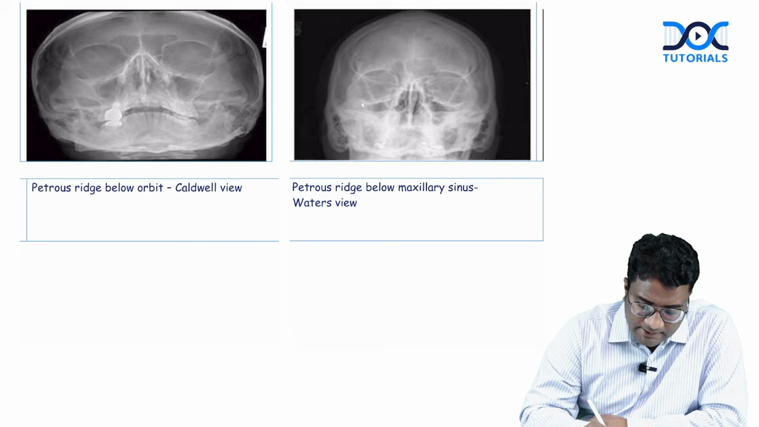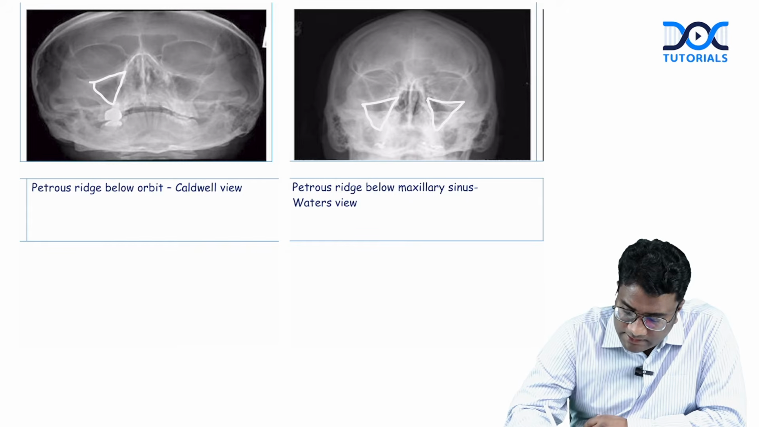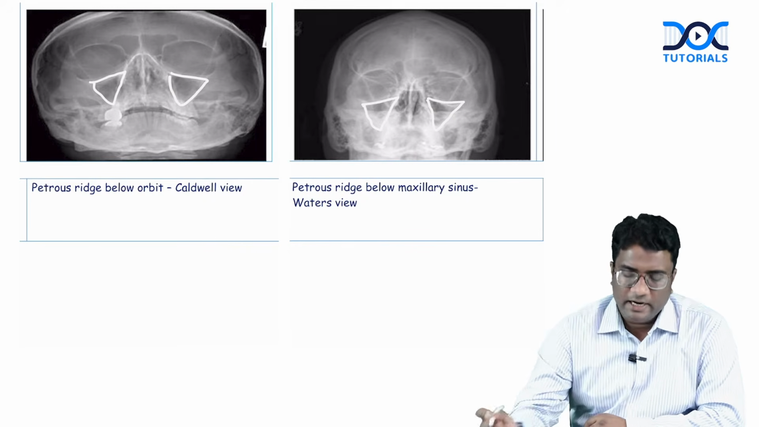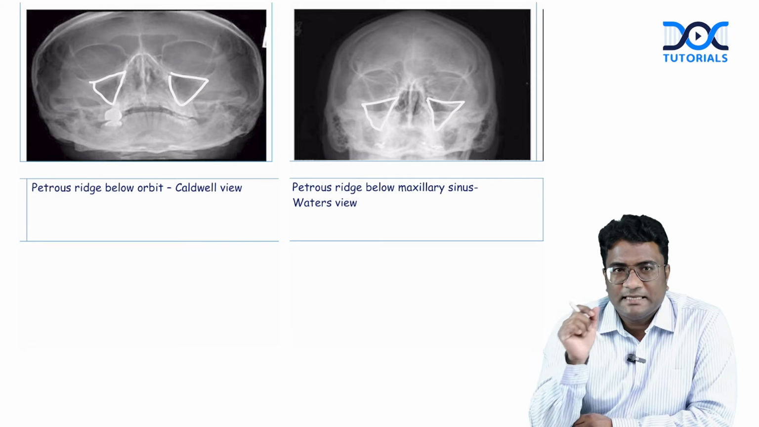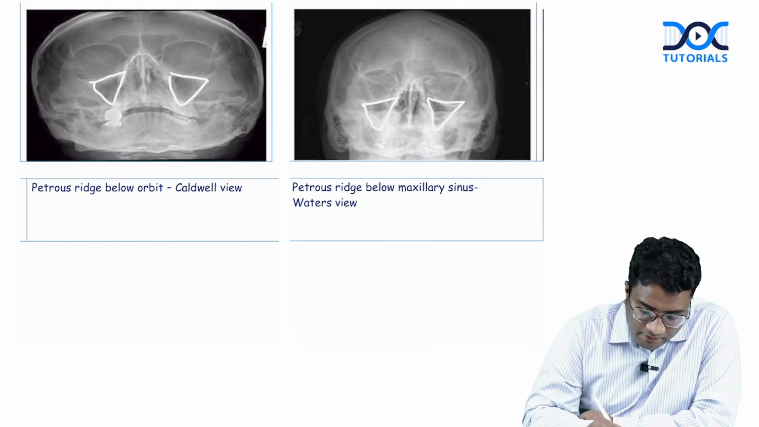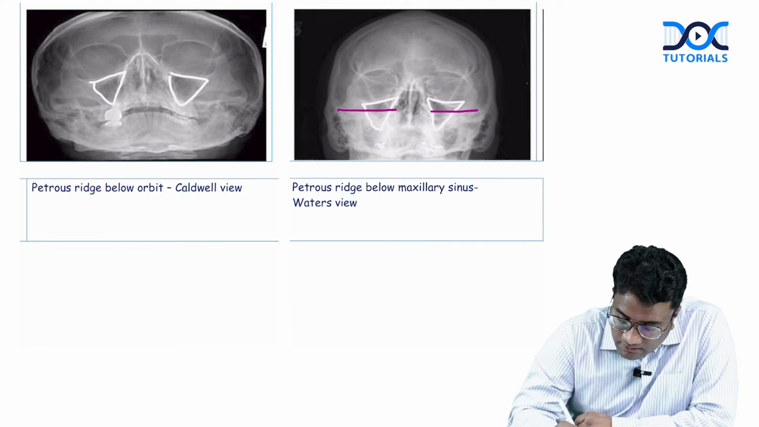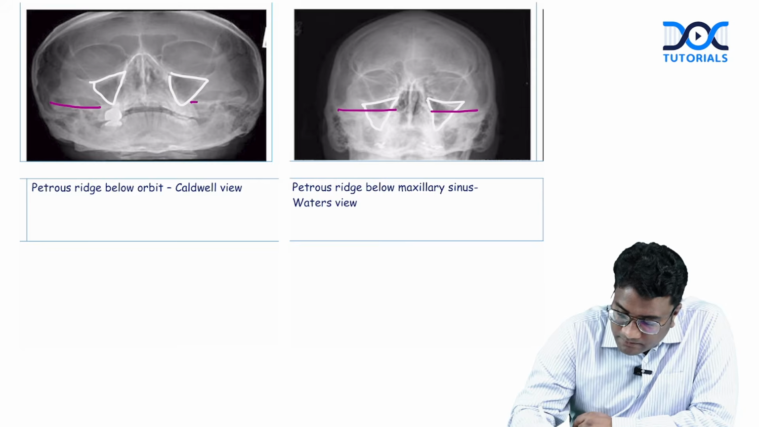This is the maxillary antrum, this black air-filled area. On this radiograph also, I hope you can see, this is the maxillary antrum. And once you have identified the maxillary antrum, the next thing that I want you to identify is the petrous ridge. Try to identify the petrous ridge. This is the petrous ridge. Can you see? This is the petrous ridge.